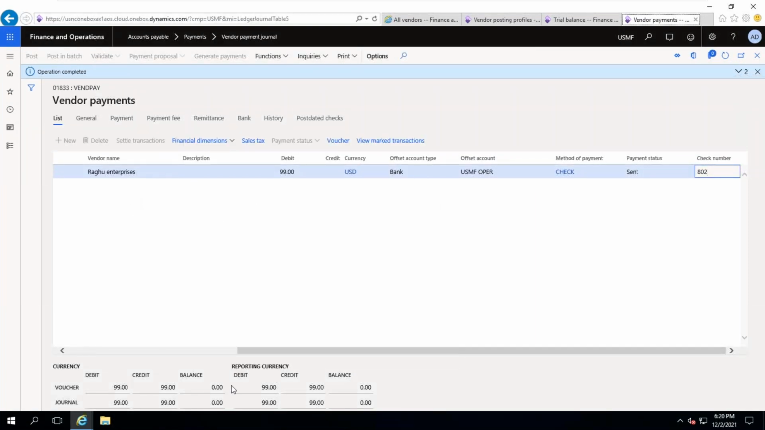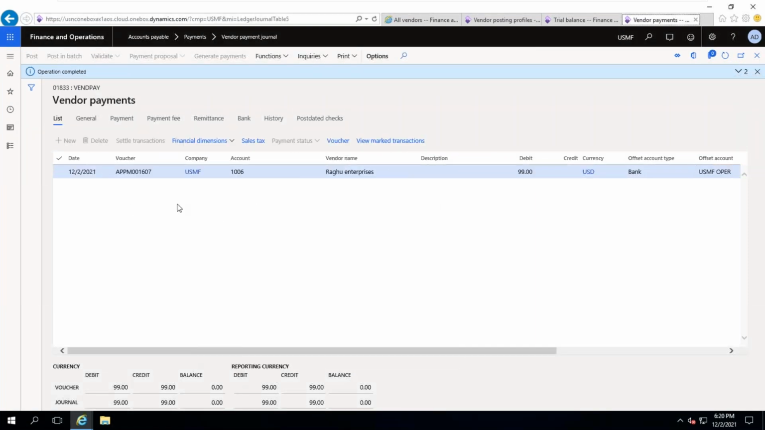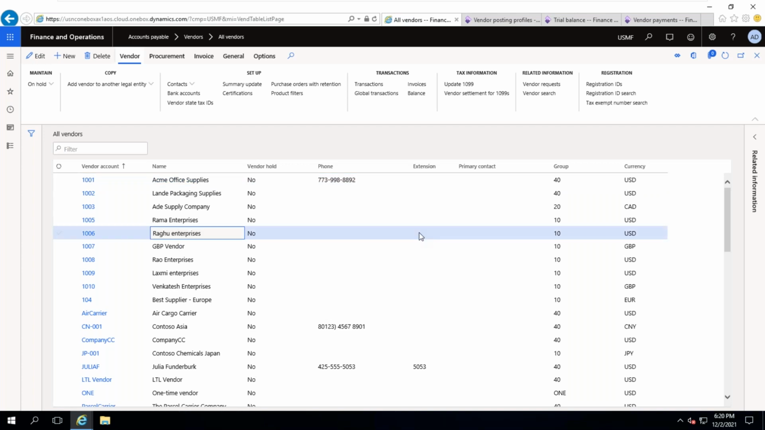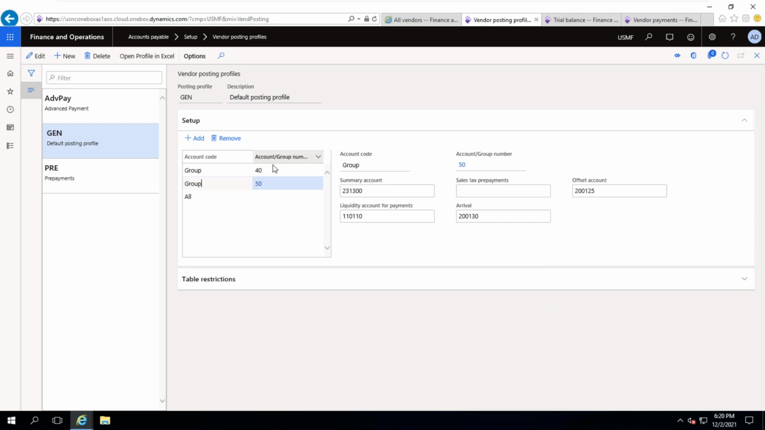this vendor, Raghu Enterprises, vendor 1006, is linked with group 10. So for that group 10, are there any postings? Nothing. This is vendor posting. Then it will search for all, whatever is there, 200,100, it will post to that account.